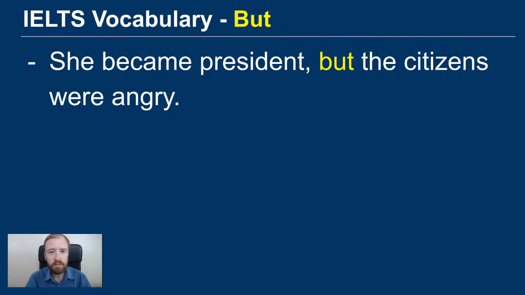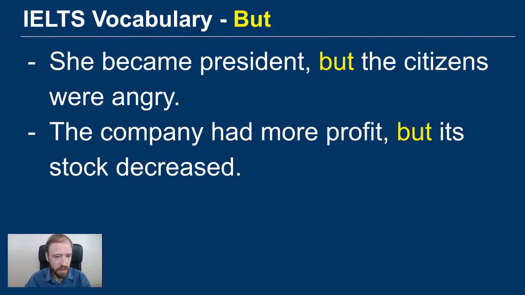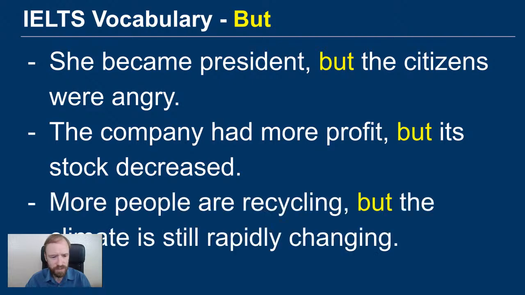Okay, so she became president. Maybe that's a positive thing, but the citizens were angry. That's a negative thing. So we're contrasting the positive with the negative. Let's move on. The company had more profit, but its stock decreased. So again, a positive thing and then a negative thing. The company had more profit, but the stock decreased.